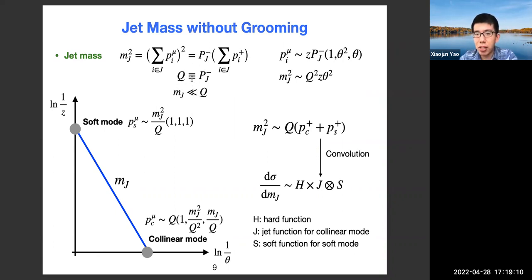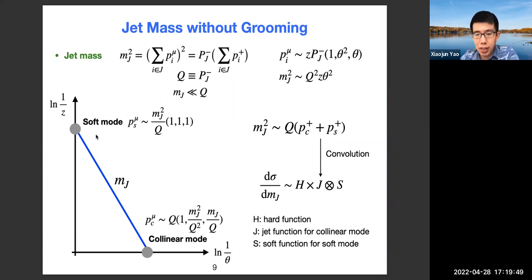In the high energy limit, by that I mean the jet energy is much bigger than the mass that we measure in the end, we can write this jet mass in this way. The P minus is the large scale here, the hard scale Q, and this is multiplied by the sum of all the small plus components of the content of the jet. To understand the jet mass measurement, we will look at a plot where the y-axis is log 1 over z and the x-axis is log 1 over theta.